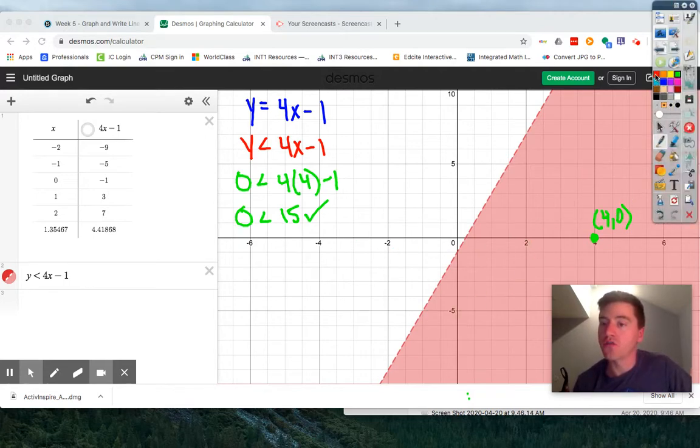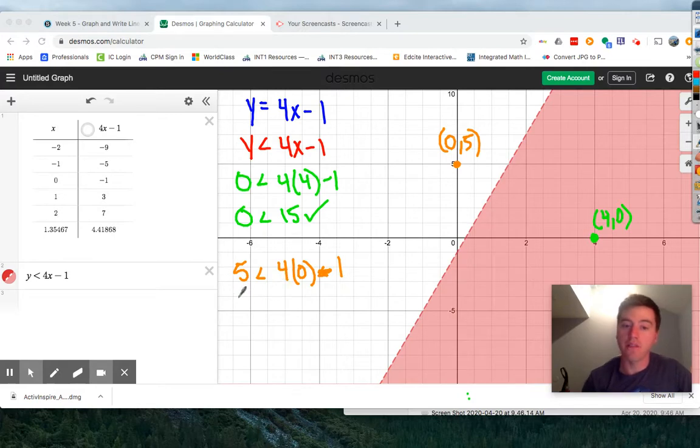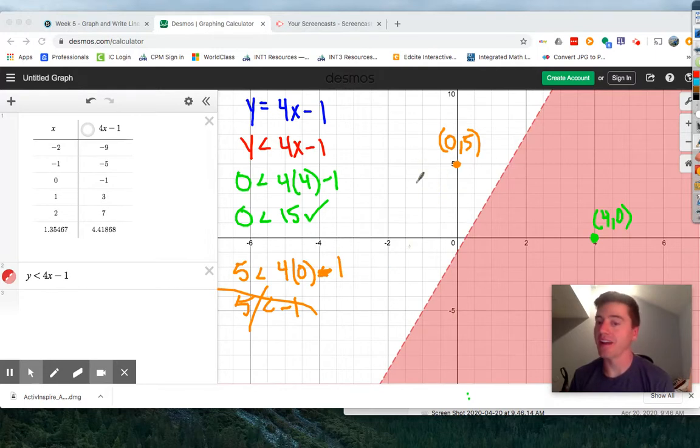So we've got a whole shaded area over here. Well, what if we try one that's not in the solution area over here, like let's say (0, 5), right? That would mean that y is 5 and x is 0. And we already did this one. So we know 4 times 0 is 0, minus 1 is -1. Is 5 less than -1? No, 5 is not less than -1. And we could have guessed that because it's not in the solution area, right? It's not in the shaded area.